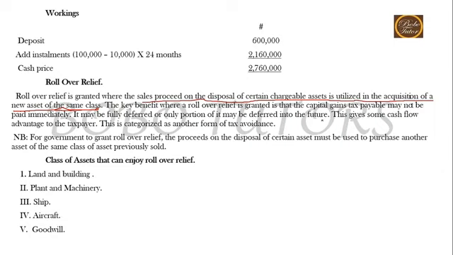This gives some cash flow advantage to the taxpayer. This is categorized as another form of tax avoidance. So you can avoid tax. Remember, tax avoidance is not illegal. You are just taking advantage of tax loopholes. You understand?